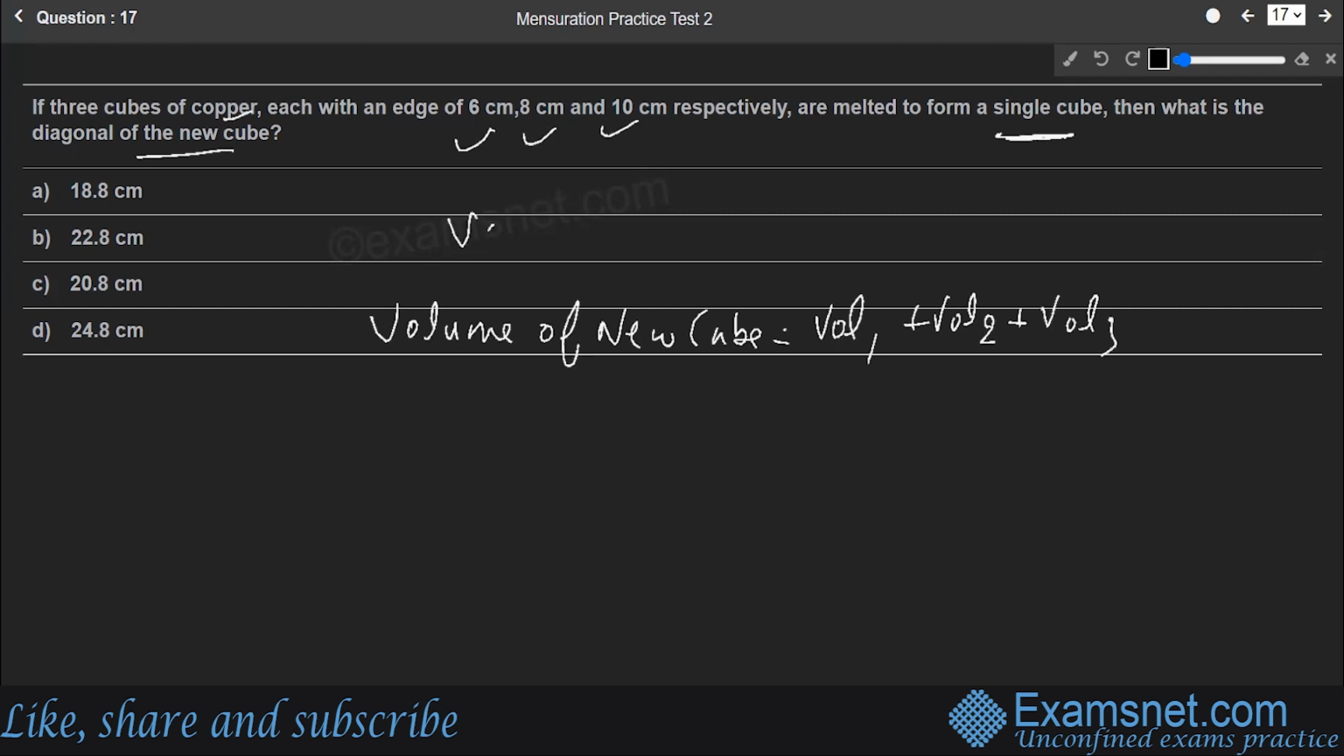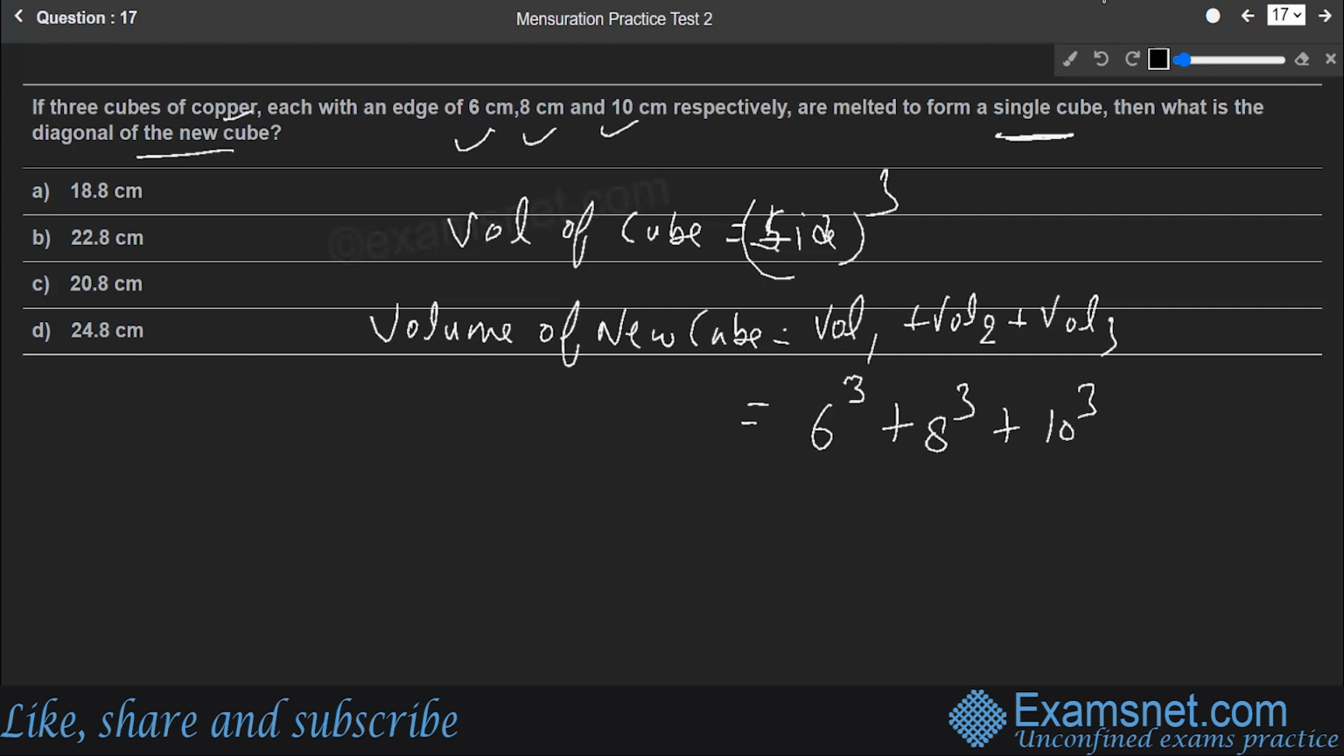Volume of a cube is always given by side cube. So the volume of the new cube is going to be volume of the cube with the side 6 centimeters, so it's going to be 6 cube, plus volume of the cube with side 8 centimeters, 8 cube, plus volume of the cube of the side 10 centimeters, so it's going to be 10 cube. If we solve this further, this comes out to be 216 plus 512 plus 1000, and the sum becomes 1728. So this is the volume of the new cube.